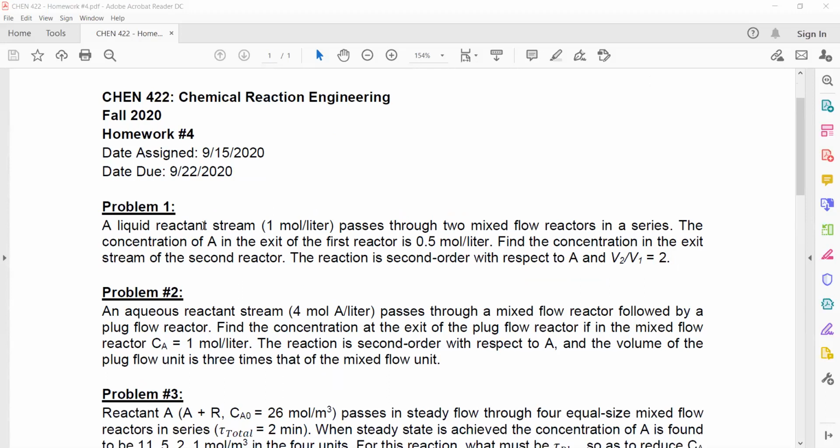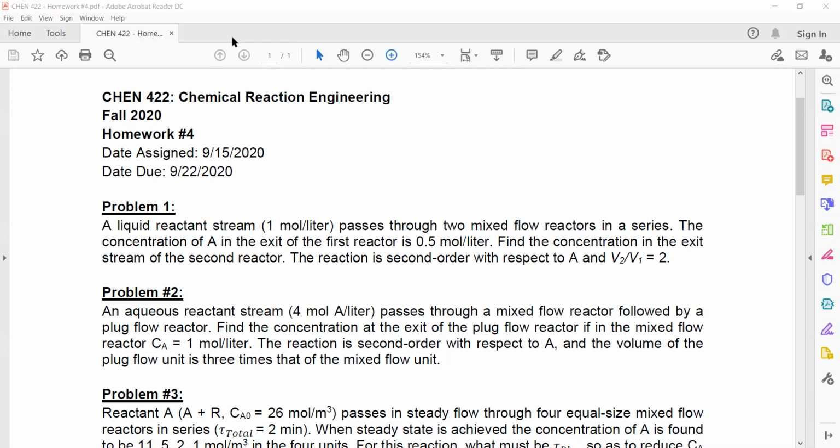Problem number 1 here: a liquid reactant stream, 1 mole per liter, passes through 2 mixed flow reactors in series. The concentration of A in the exit of the first reactor is 0.5 moles per liter. Find the concentration in the exit stream of the second reactor. The reaction is second order with respect to A, and V2 over V1 equals 2.5. Okay, so let's go to the whiteboard and let's just start setting it up.